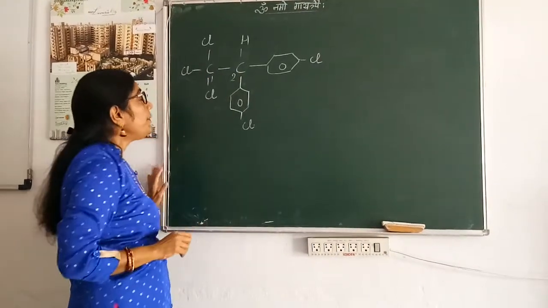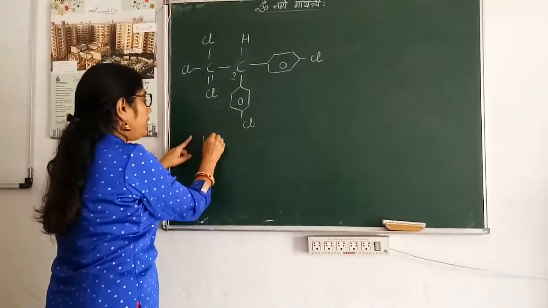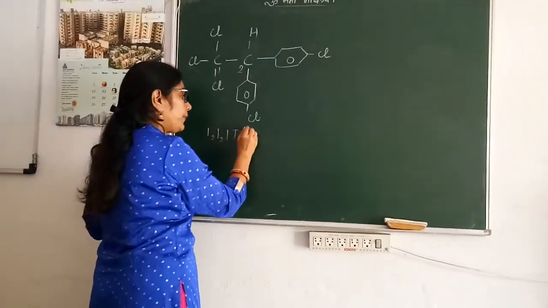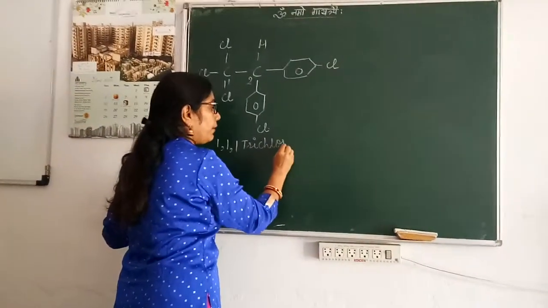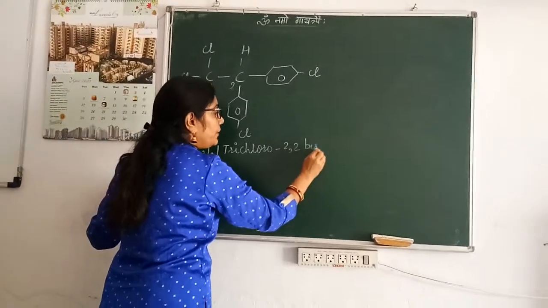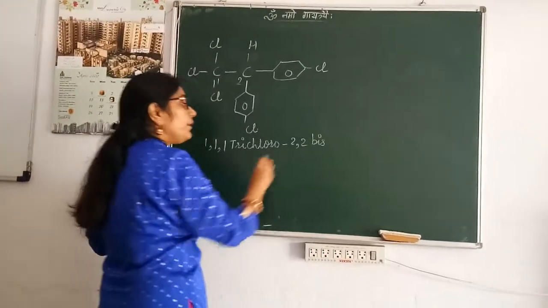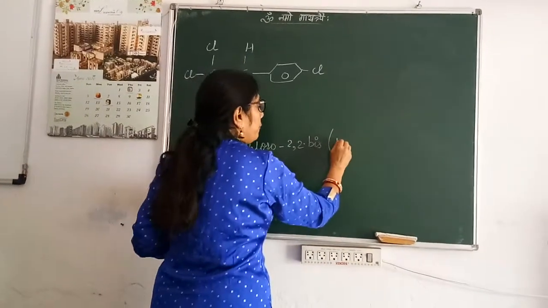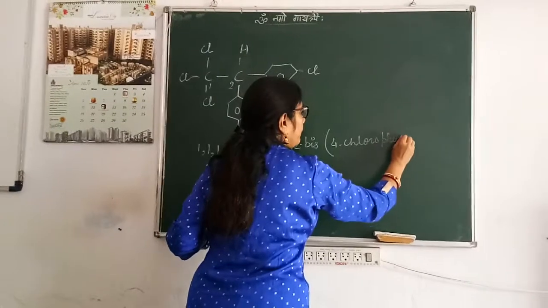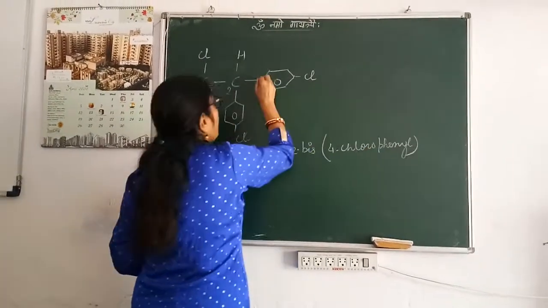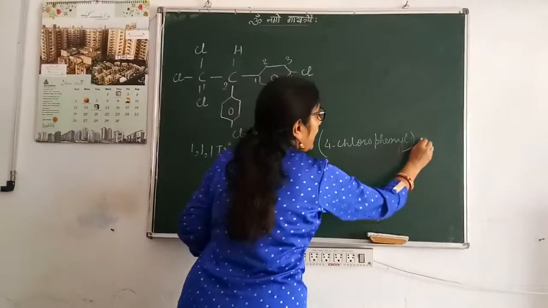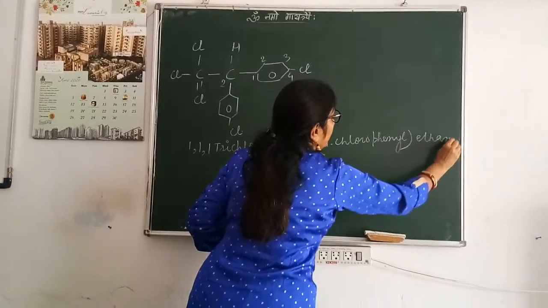I'll do the numbering. Now you see 1, 1, 1 trichloro. Then 2, 2 bis. Since a complex substituent is there, then in bracket 4-chlorophenyl. Okay, 1, 2, 3, 4. 4-chlorophenyl, and for 2 carbon atoms, ethane.